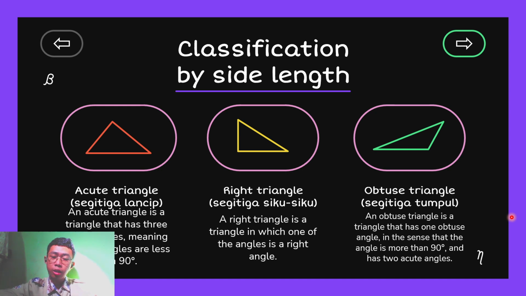Right triangle. In bahasa segitiga siku-siku, a right triangle is a triangle in which one of the angles is a right angle. Obtuse triangle. In bahasa segitiga tumpul, an obtuse triangle is a triangle that has one obtuse angle, in the sense that the angle is more than 90 degrees, and it also has acute angles.